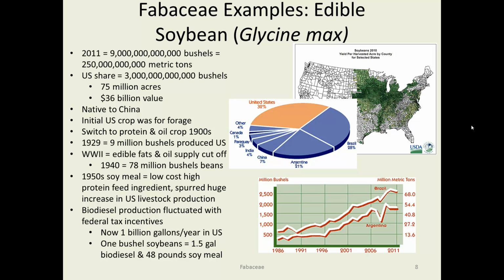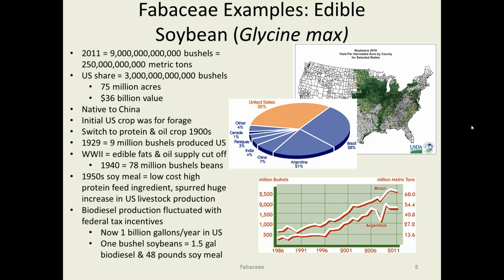Then in the 50s, it was discovered that it made a good meal, which a low-cost soy meal was a good low-cost, high-protein quality feed ingredient for livestock, and that spurred enormous increase in poultry and beef production.